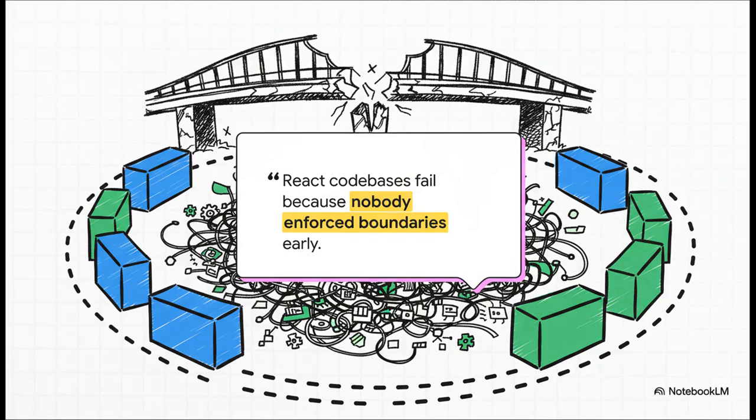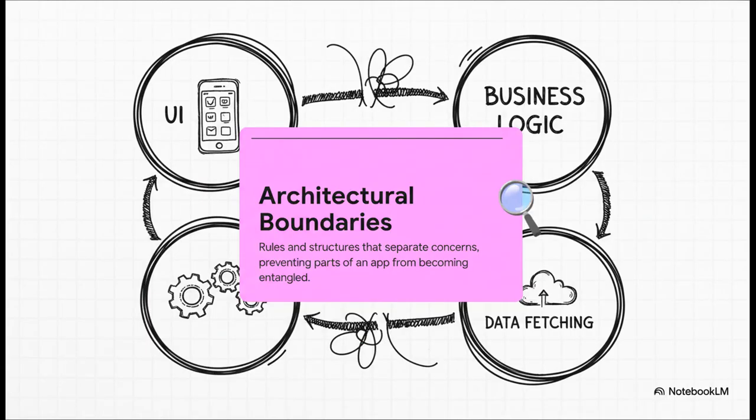And this is it. This is the whole ballgame right here in this quote. Most React codebases fail not because of React, they fail because nobody enforced boundaries early. The problem isn't the framework, it's the lack of architecture. So what are these boundaries anyway? Well, think of them as simple, clear rules that keep different parts of your app from becoming a tangled mess. A boundary could be a rule like, hey, our UI components are never, ever allowed to know about the database. Or all API calls have to go through this one services folder, and that's it. They're the rules that prevent everything from bleeding into everything else.